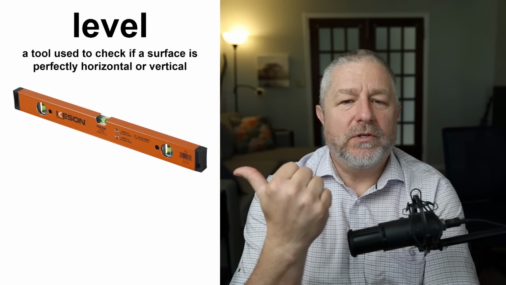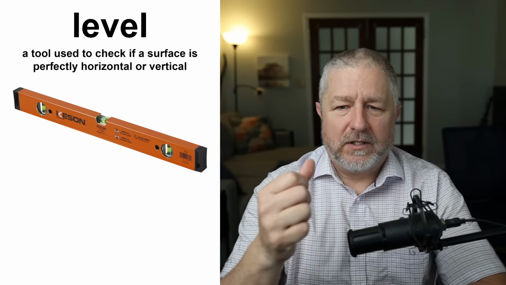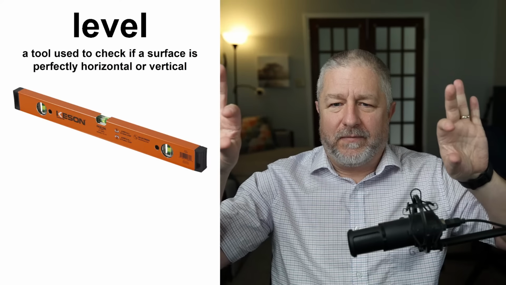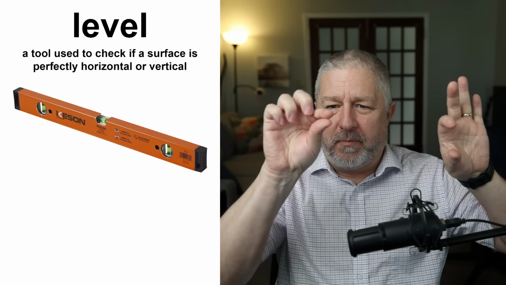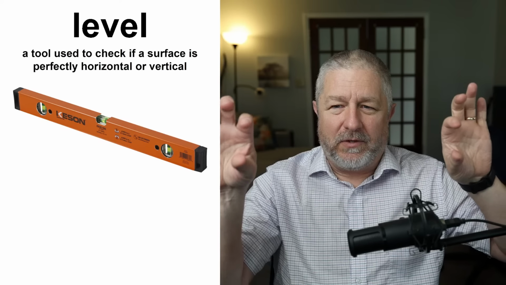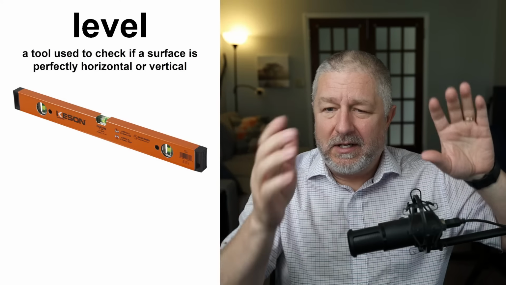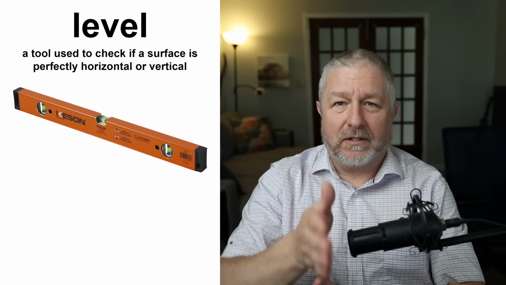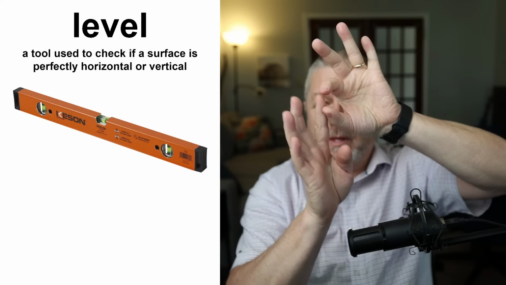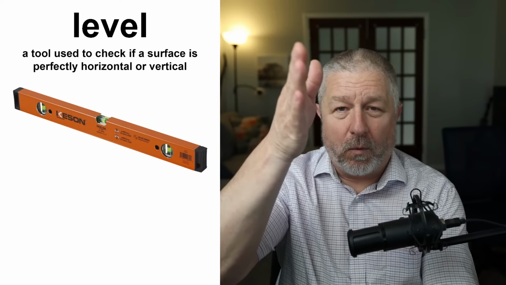A level is a tool used to check if a surface is perfectly horizontal or vertical. When you put a level on top of something, there's a little bubble inside of a little glass vial. And if you put the level perfectly level, the bubble's in the middle. You can also use it vertically, where there's a bubble and you can move it back and forth. And when the bubble is perfectly in the middle, you have a wall that is vertical.